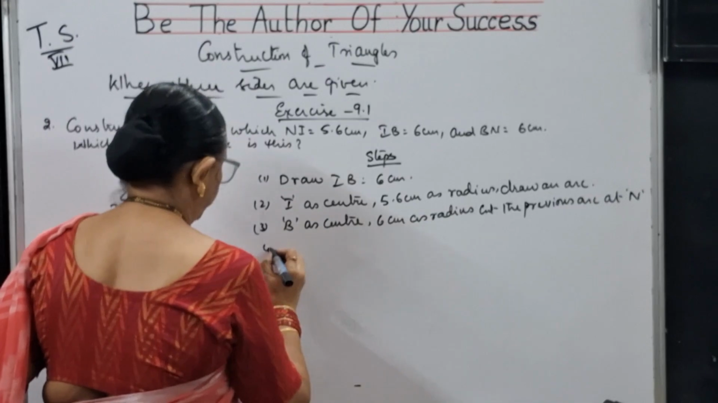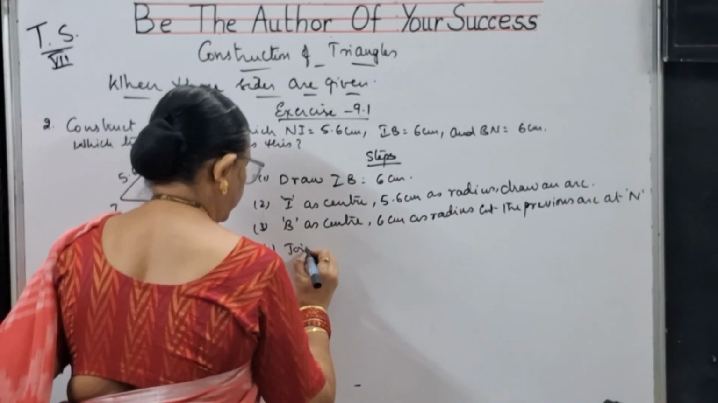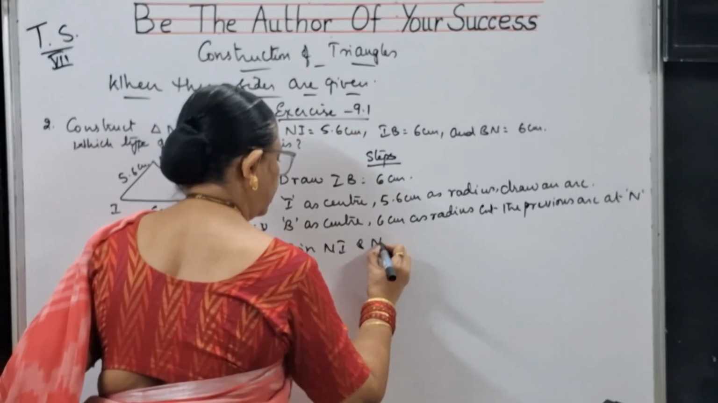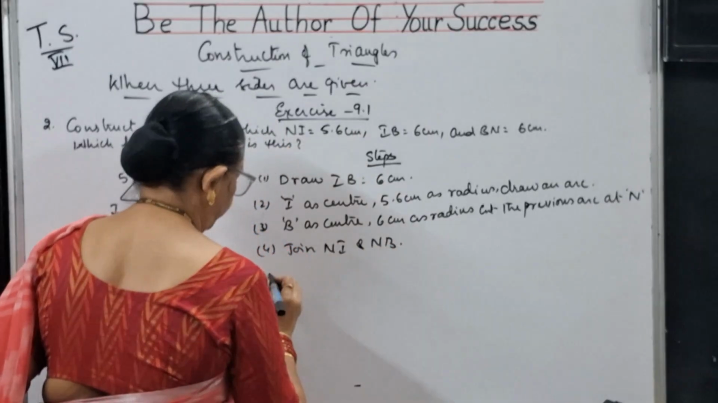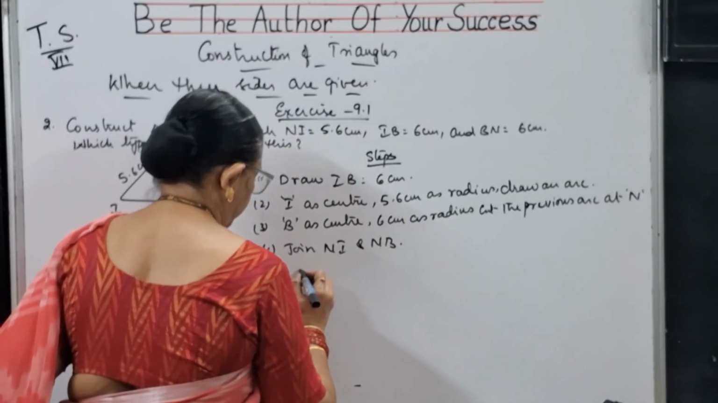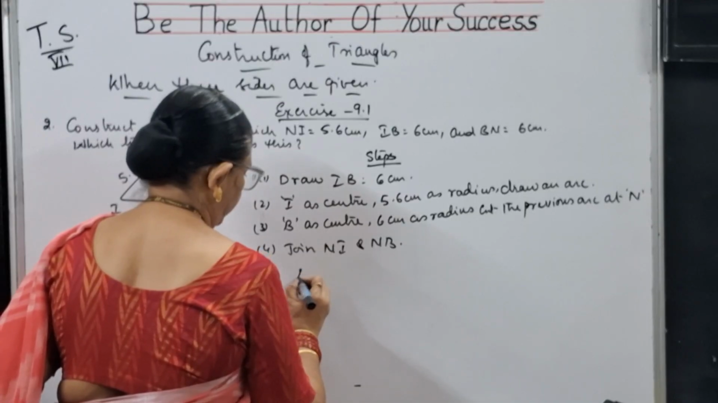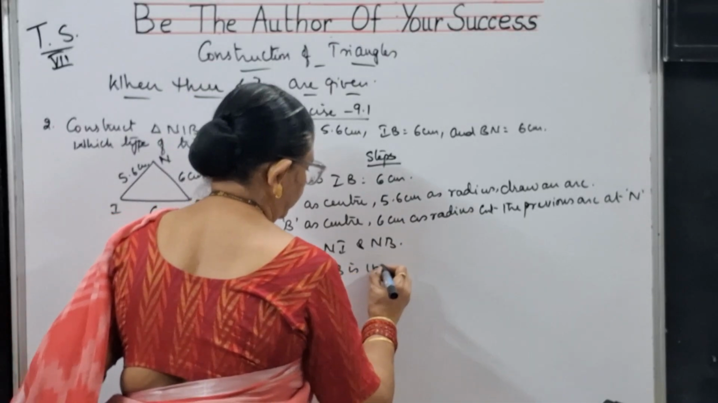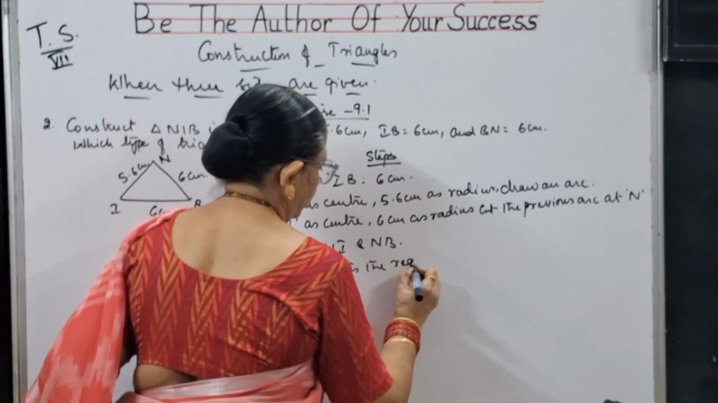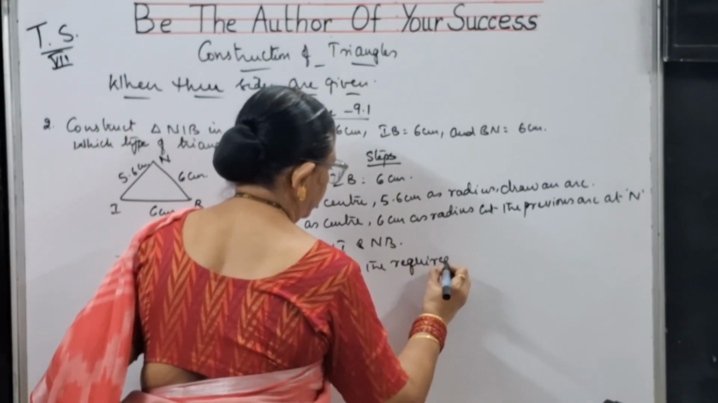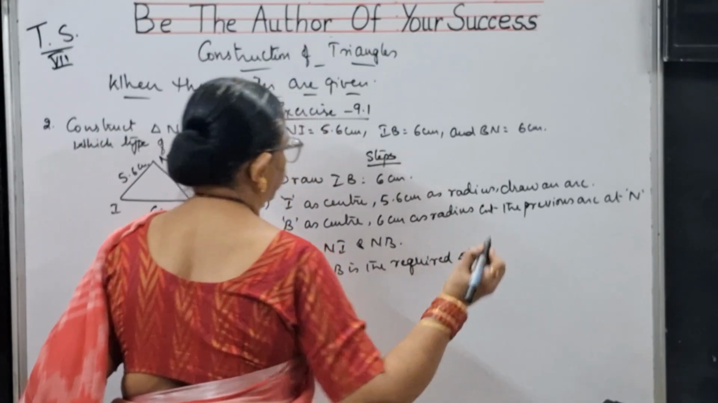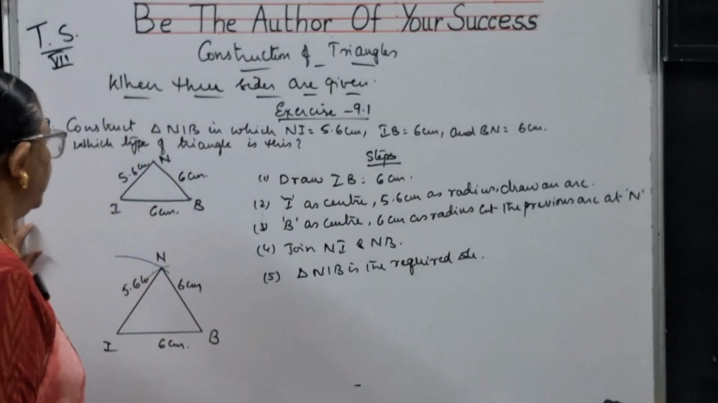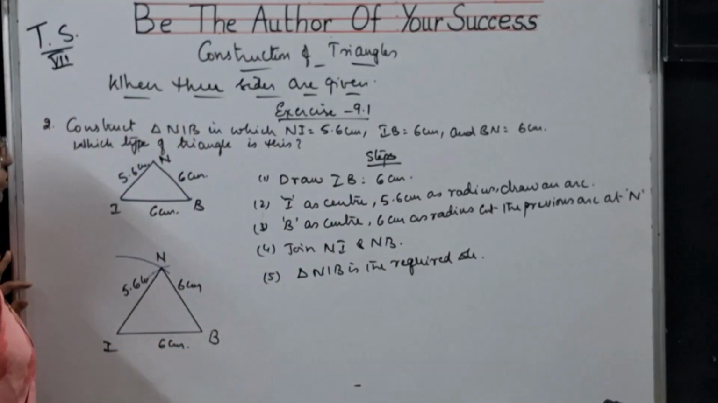And fourth point, join NI and NB. And fifth one, triangle NIB is the required triangle. So, these are all the construction steps we have written. Now, what is the next question?